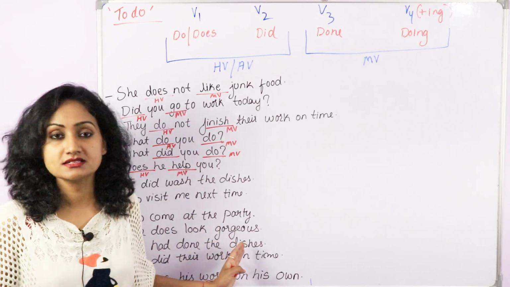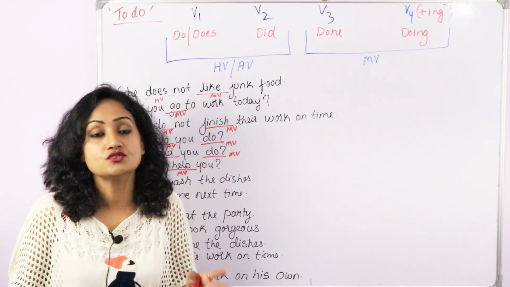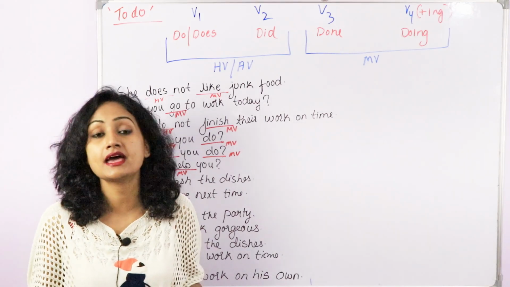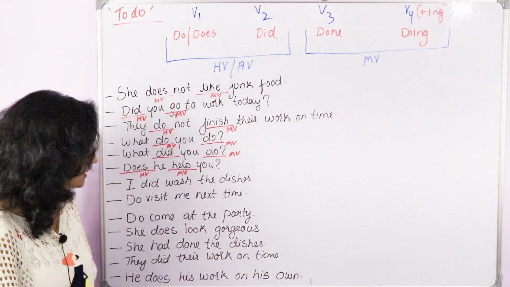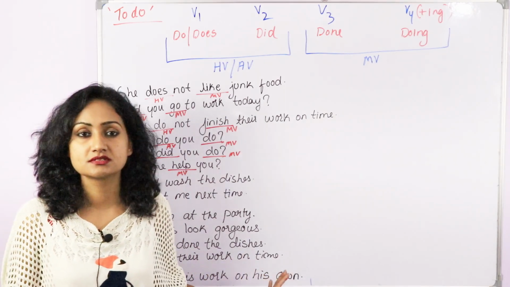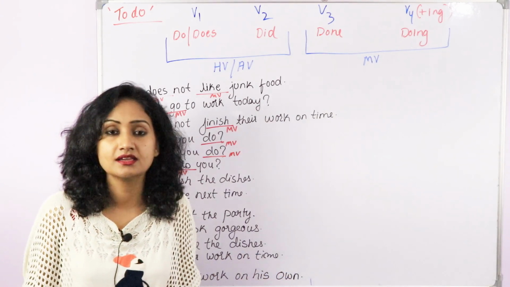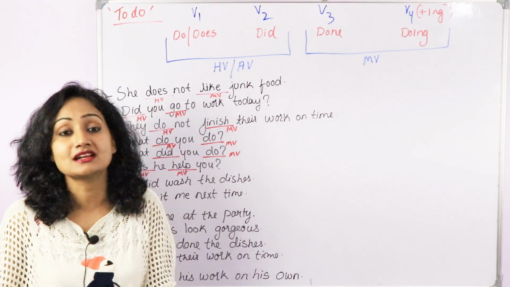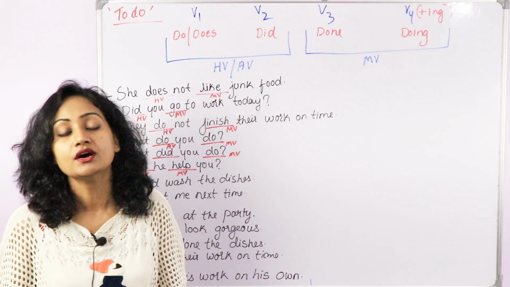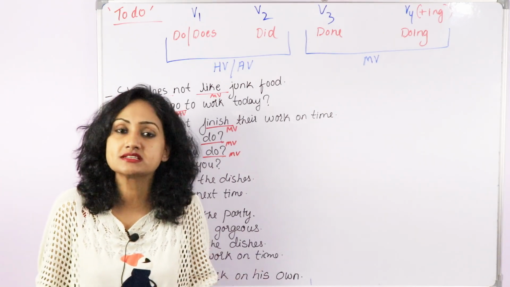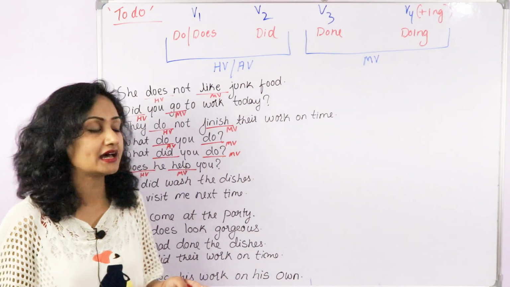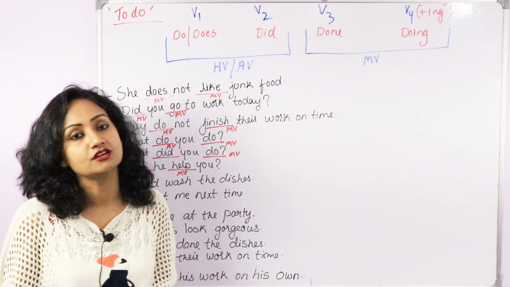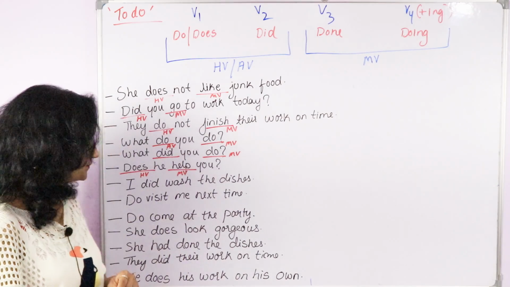Do come at the party. You are going to enjoy it. Do come at the party, or you must come at the party. Again an emphatic sentence. She does look gorgeous. No, she is okay. No, she does look gorgeous. So you are emphasizing that she looks gorgeous. Okay, so whenever you want to make an emphatic sentence, you can use do like this. Okay, in past did, in present do or does.